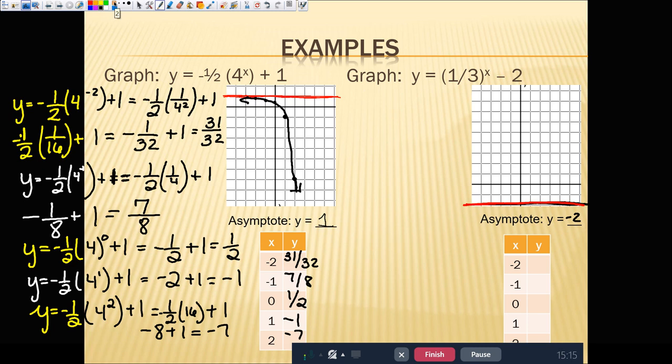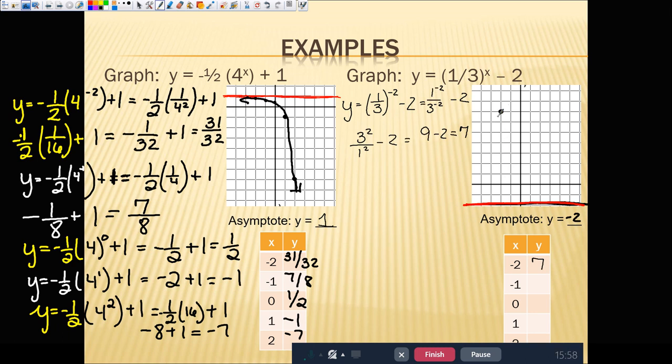Alright, so I'm going to take my equation and I'm going to substitute in my values. So I'm going to have y equals 1/3 to the negative 2 power minus 2. So that's going to be the same thing as 1 to the negative 2 over 3 to the negative 2 minus 2, which then we're going to flip those. So I'm going to have 3 squared over 1 squared minus 2, which, what is 3 squared? 9. So 9 minus 2, which is 7. So at negative 2, we're at 7.